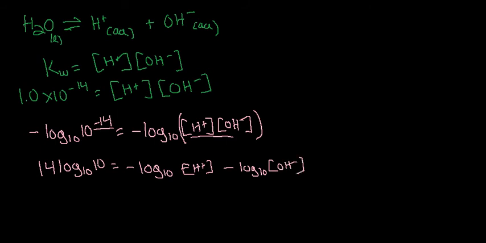So this is what we get here, and let's try to simplify it a little bit more. Well, the log base 10 of 10 is simply 1, so this just becomes 14. And I can replace this negative log base 10 of H plus with pH, and I can replace this negative log base 10 of OH minus with pOH. And that's where that formula comes from. It's from this KW, from the equilibrium expression.